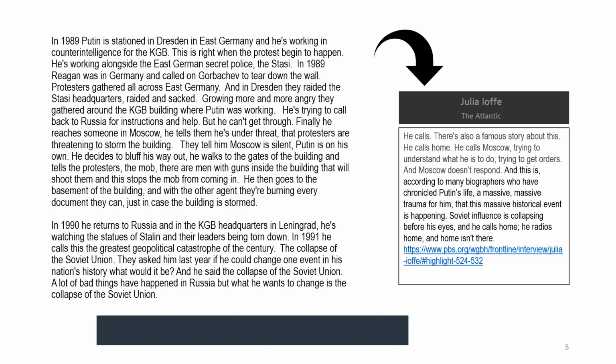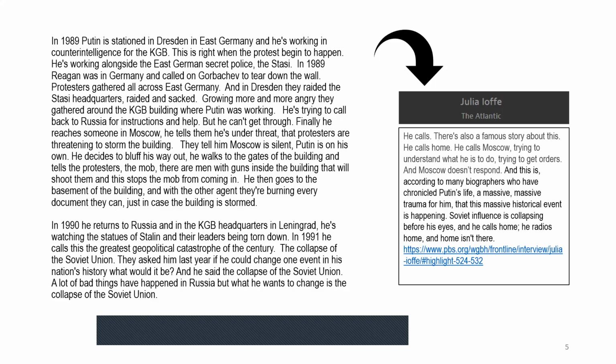Finally, he reaches someone in Moscow. He tells them he's under threat, and protesters are threatening to storm the building. They tell him Moscow is silent. Putin is on his own. He decides to bluff his way out. He walks to the gates of the building and tells the protesters, the mob, there are men with guns inside the building that will shoot them.